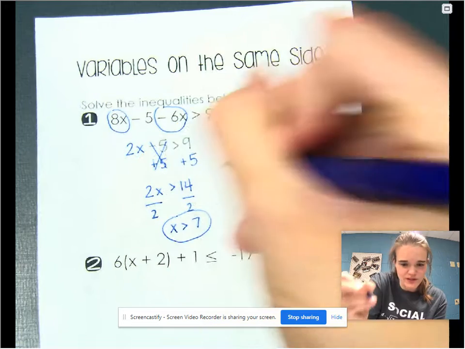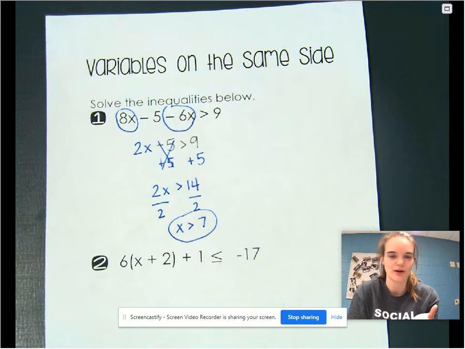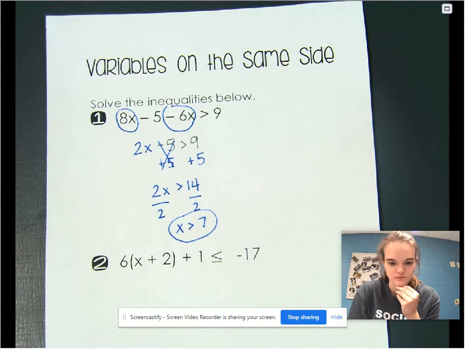And if I would graph it, I could. I just don't have a graph, so I'm not going to. I would have an open circle and shade to the right since it's greater than 7. Okay.